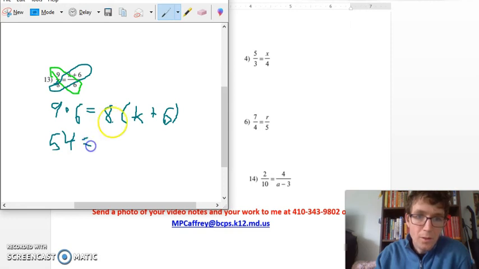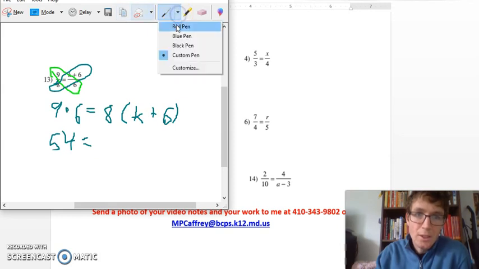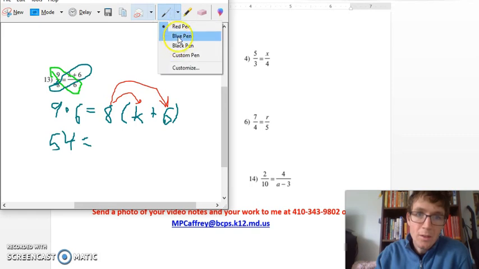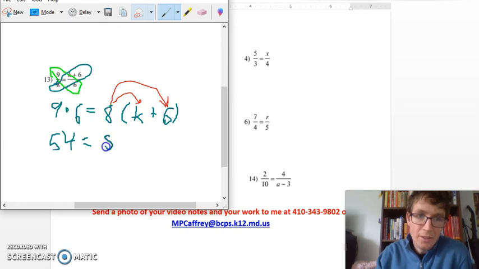Now for this right side, we have these parentheses here, so we have to make sure that we distribute correctly. What I always like to do is make sure you multiply by both numbers in the parentheses. You're going to do 8 times k, and then you're also going to do 8 times 6, and those two numbers will be added together. So what's 8 times k? That'll just give you 8k. And then what's 8 times 6? Should get 48.